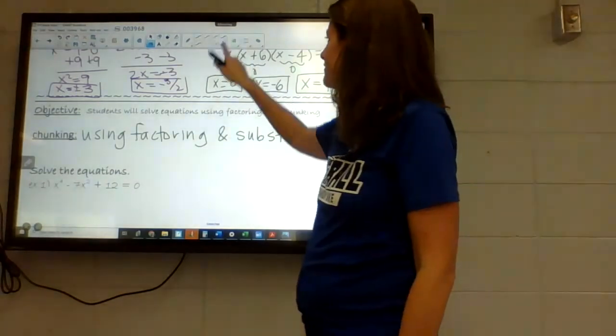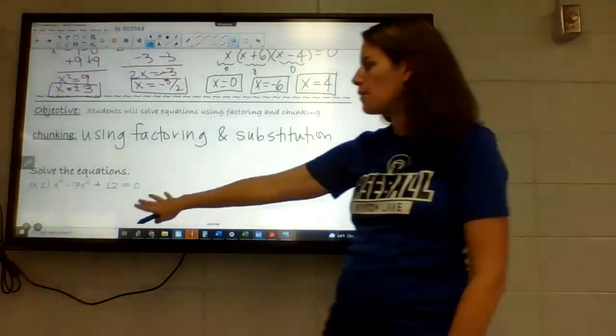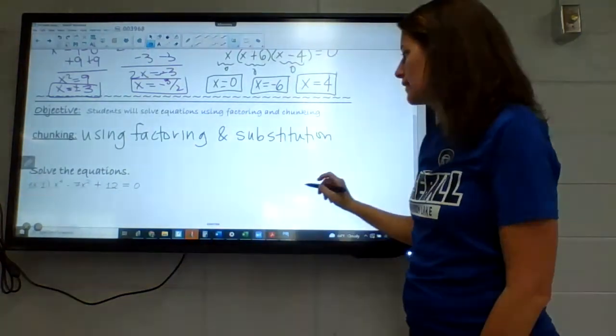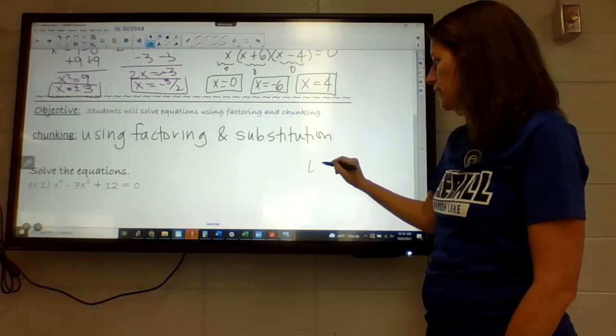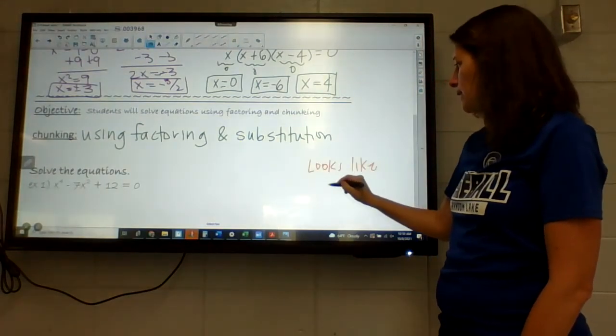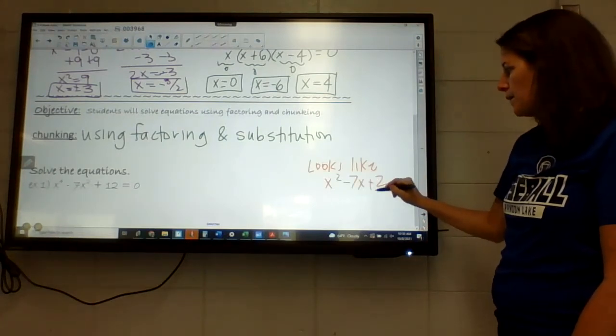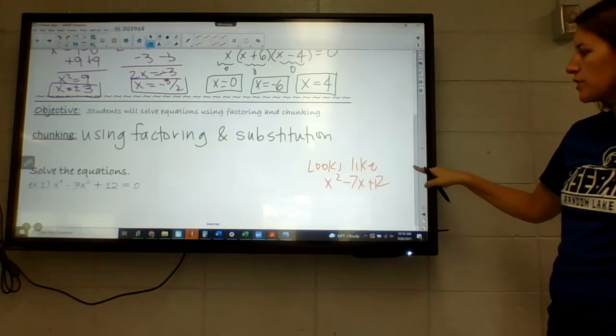So, this first problem here, to me, looks a lot like, I'm going to write it over here. Do you guys agree that it looks a lot like this?